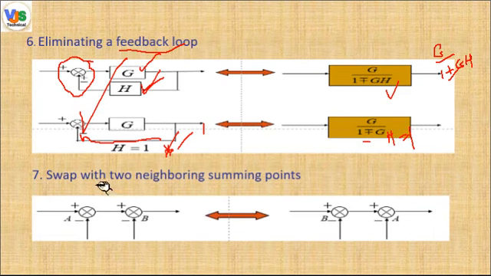The seventh rule is to swap two neighboring summing points. That means we just interchange the summing points with respect to each other. The simple rule for the summing point is just shifting the summing points with respect to each other. There is no special rule; we can make a simple shifting of the summing point.